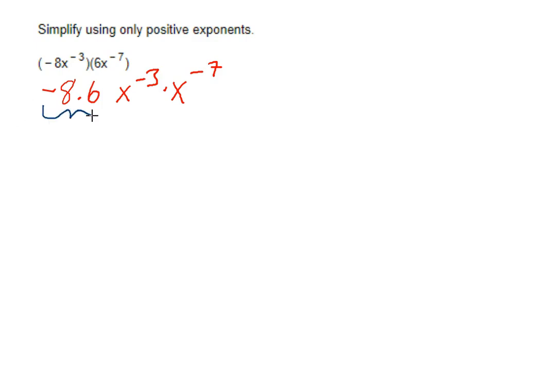So negative 8 times 6 is negative 48. And we'll multiply these x's together, and the rule that governs this interaction is the base will stay the same, and we will add the exponents together. That's how we accomplish the multiplication. So we have negative 3 plus negative 7. That adds to give me negative 10. So that simplifies the expression, but there's one other thing we have to take care of.